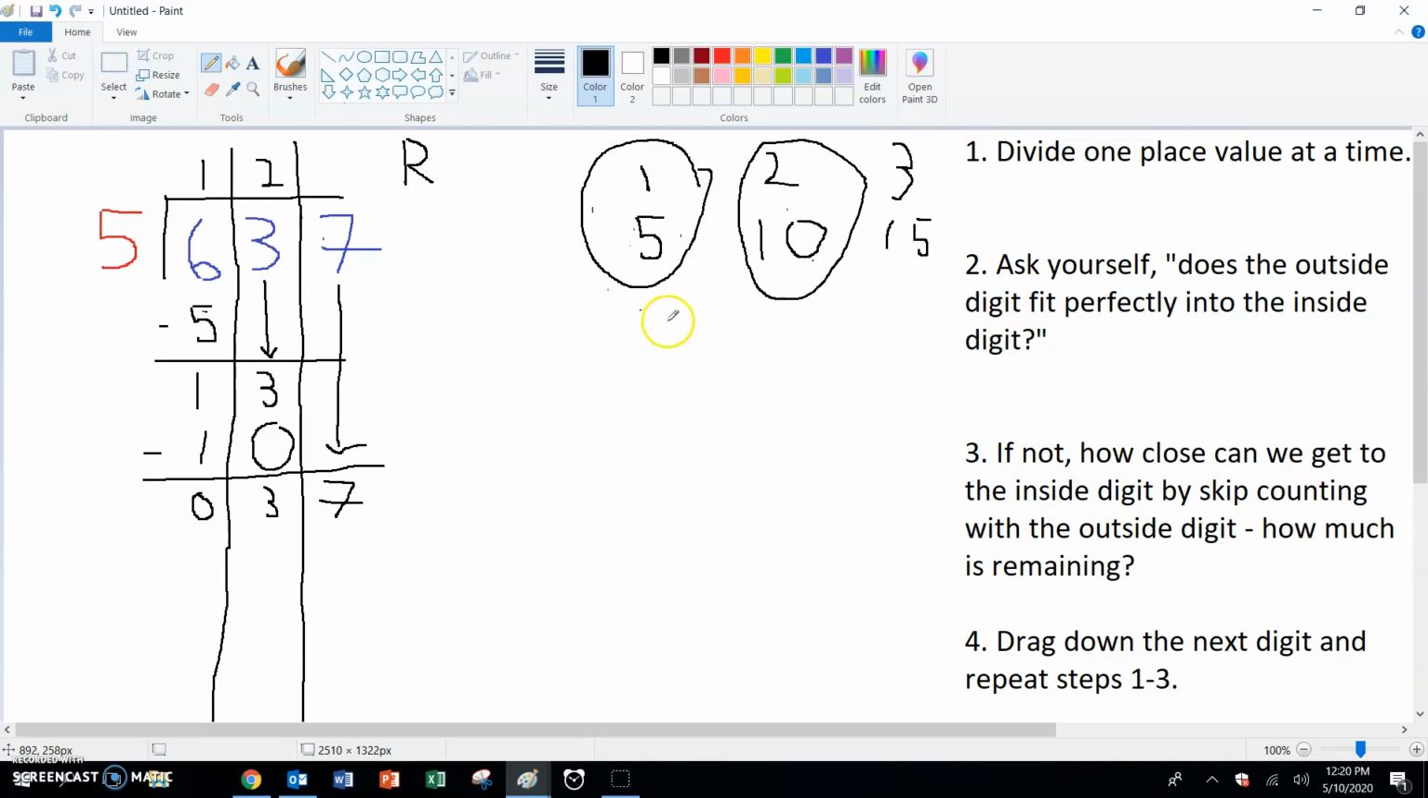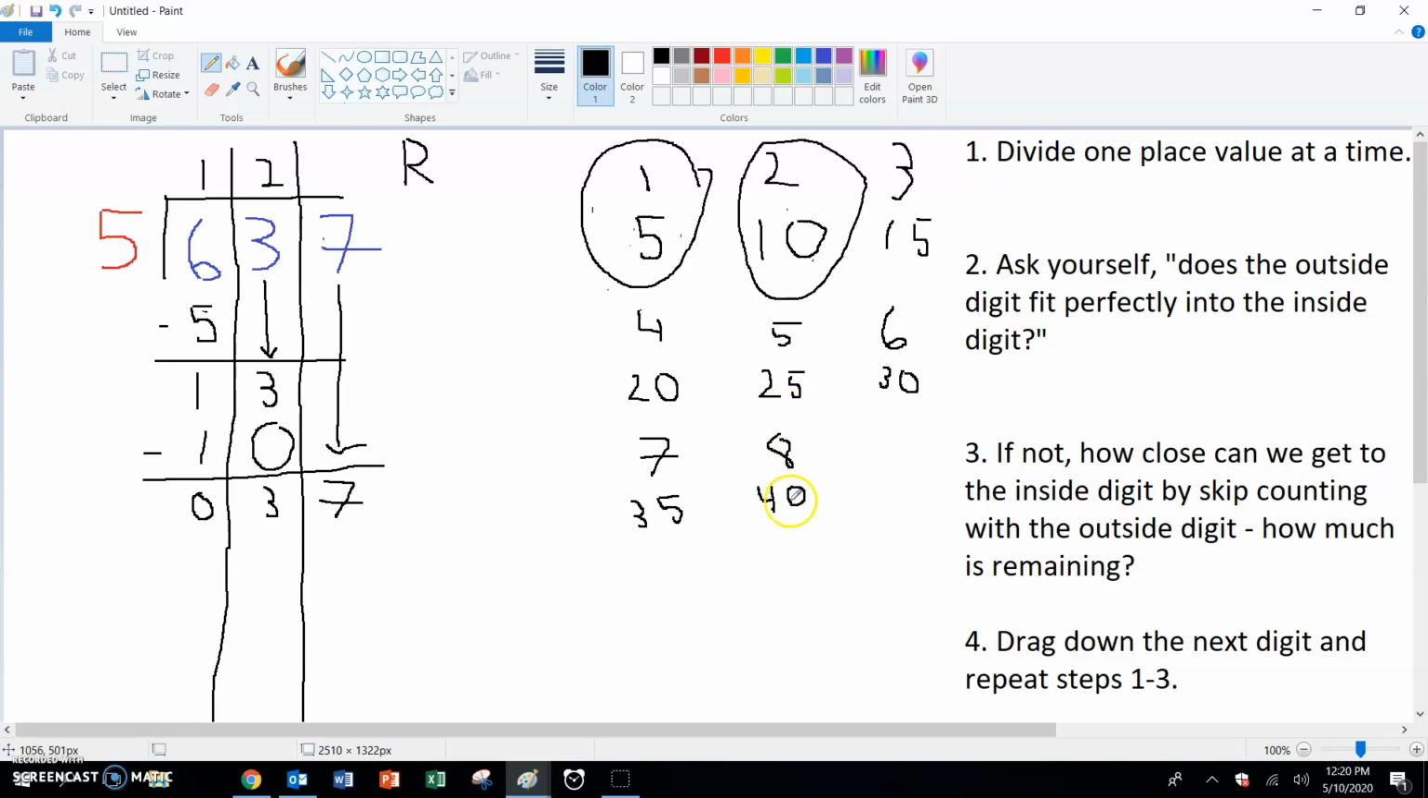Let's keep going. 4 groups of 5 would give us 20. 5 groups of 5 would give us 25. 6 groups of 5 would give us 30. 7 groups of 5 would give us 35. And 8 groups of 5 would give us 40.